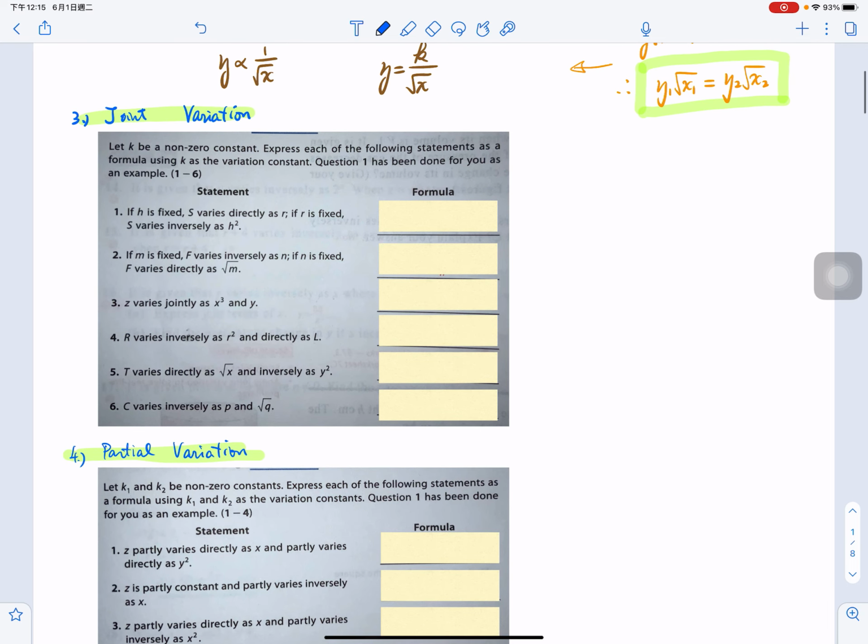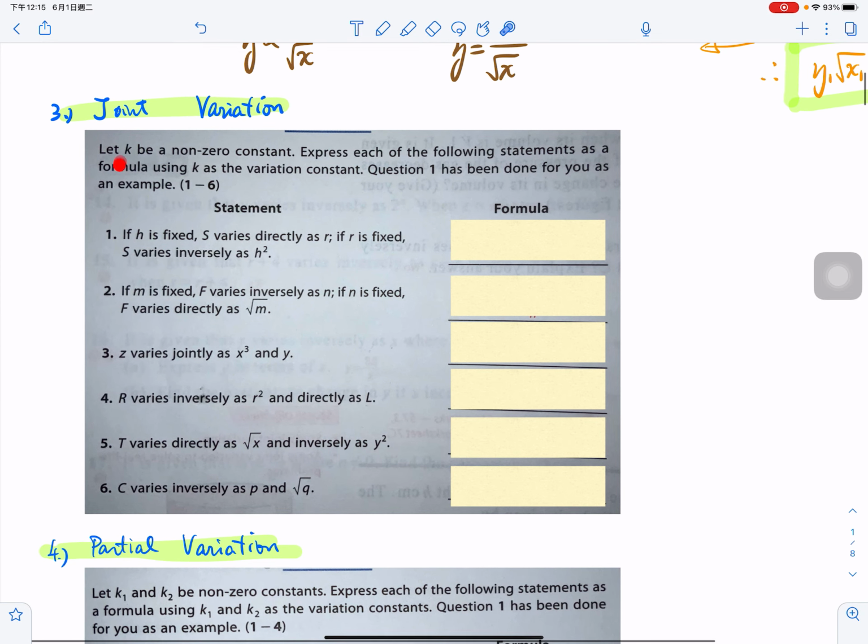Okay, the third one, joint variation. Okay, joint variation. That means there are not only one thing that affects y. Okay, for example here, k be the non-zero constant. That means the variation constant. Ask you to express the formula using k as a variation constant.